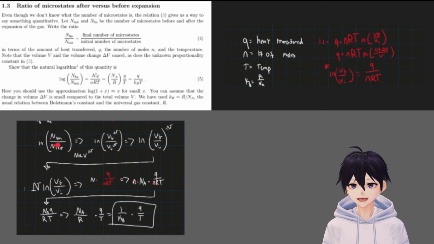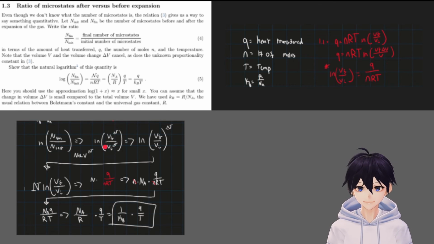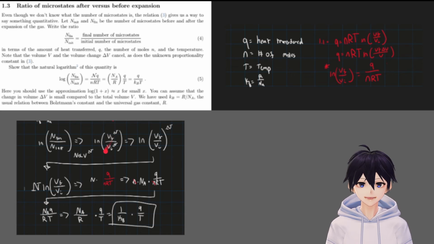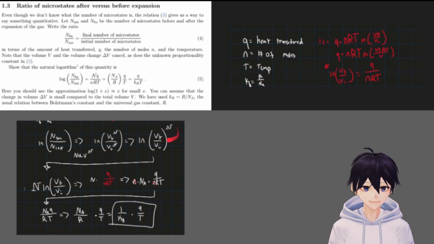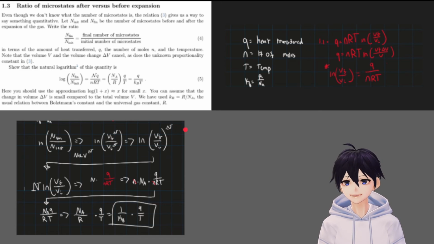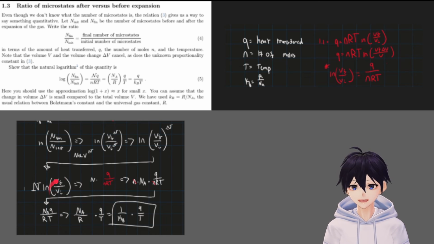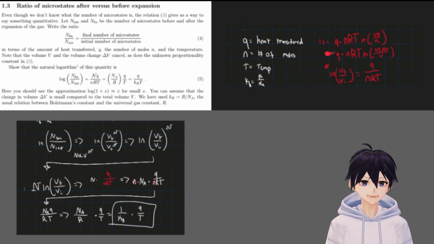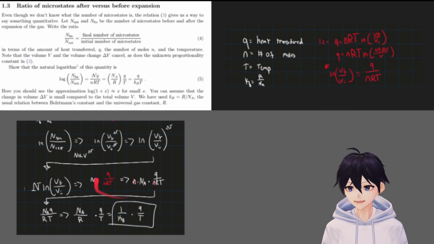Ln of N final divided by N initial: we know that N is proportional to V to the power of fancy N. So that's what I did right here, V final to the power of fancy N and V initial to the power of fancy N. Since they're both to the power of fancy N, we can take that to the outside, and then there's a logarithm rule that lets you move that N to the front and multiply it by the whole logarithm. We know that this logarithm is equal to Q divided by nRT. I can show you that, because this is our equation from 1.1. When you isolate ln of V final divided by V initial, you get Q divided by nRT. So that's what we have right here.